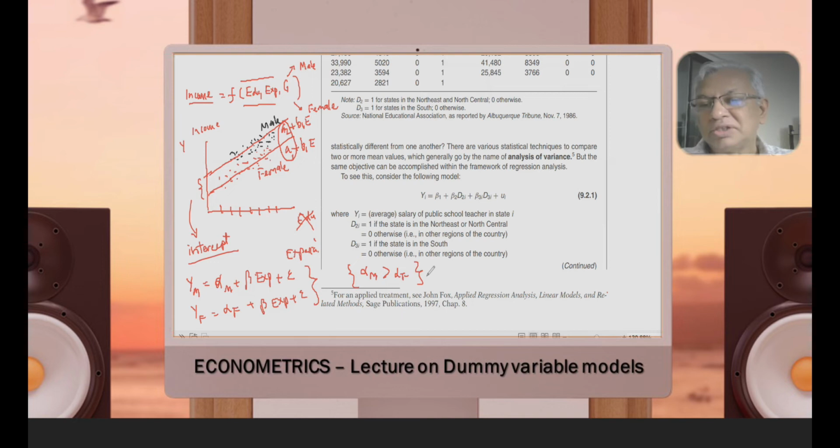That's how we establish discrimination of gender. So having said this, let's say we can introduce a dummy variable: instead of two regression functions, we want to establish one regression function. How do we do it?